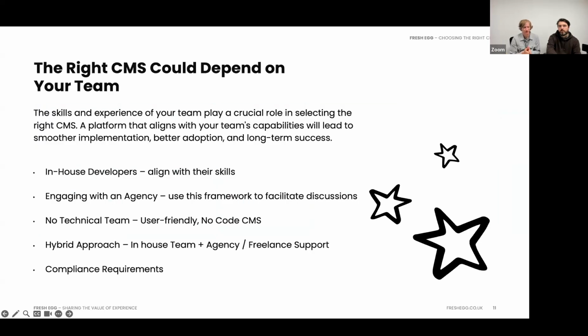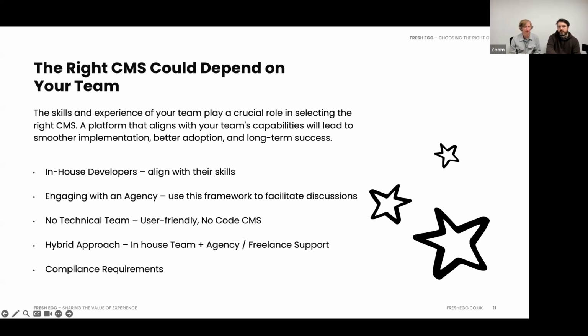So also, what does your team bring to the table? This is going to influence your decision. If you have in-house developers, for example, that have certain skill sets, you're probably going to choose a CMS that aligns with their skills. Otherwise, they've got to retrain, etc.